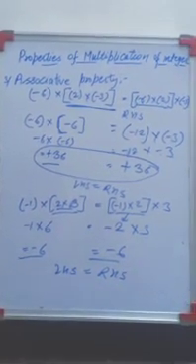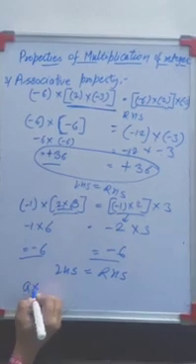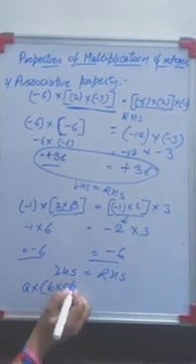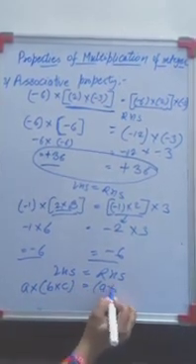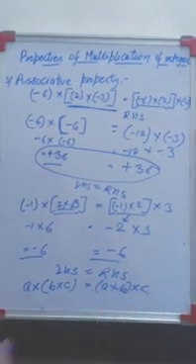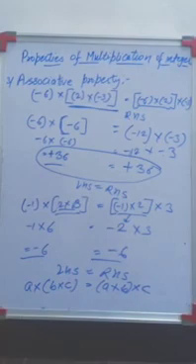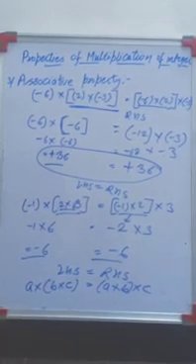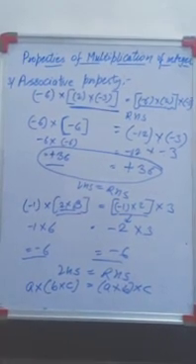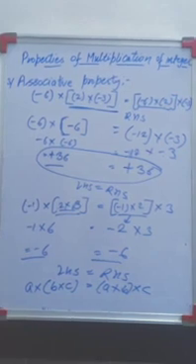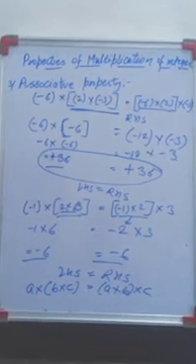So we can say that A into B into C will be equal to A into B into C. That means grouping does not affect the result in case of multiplication, right? So the associative property of multiplication of integers is true.